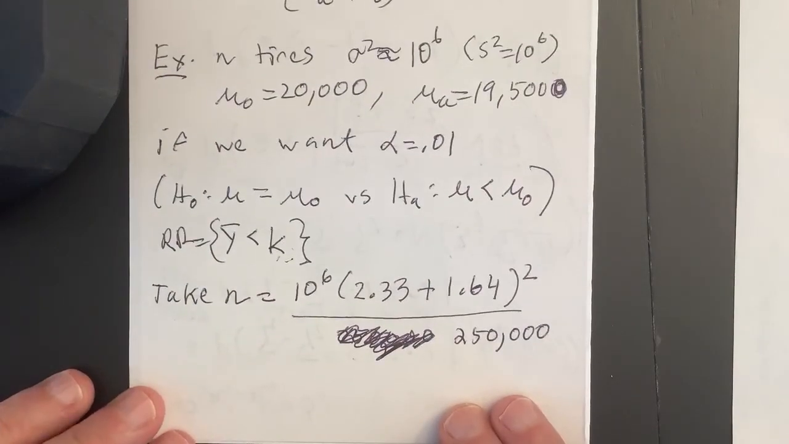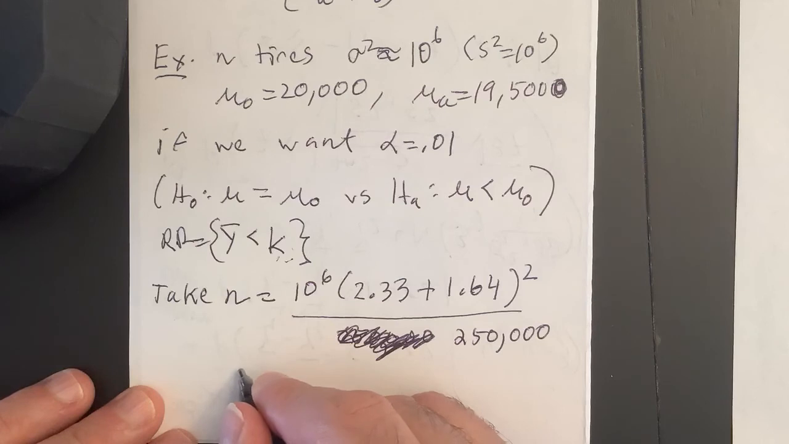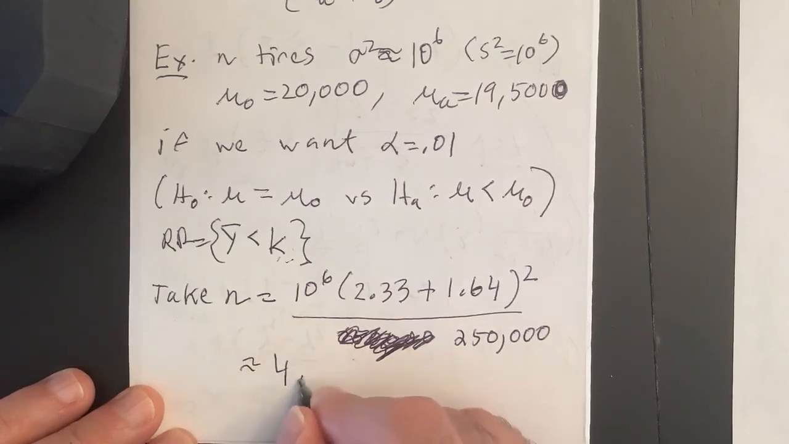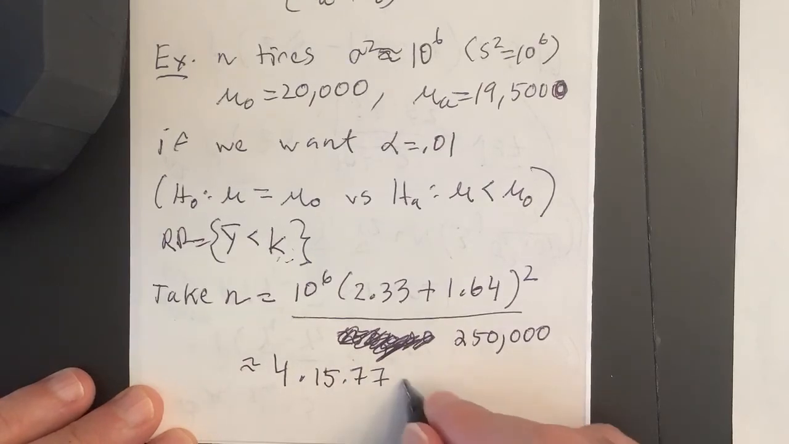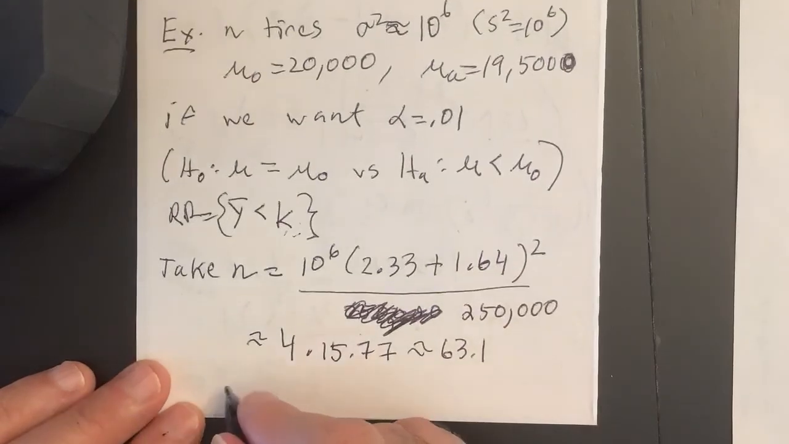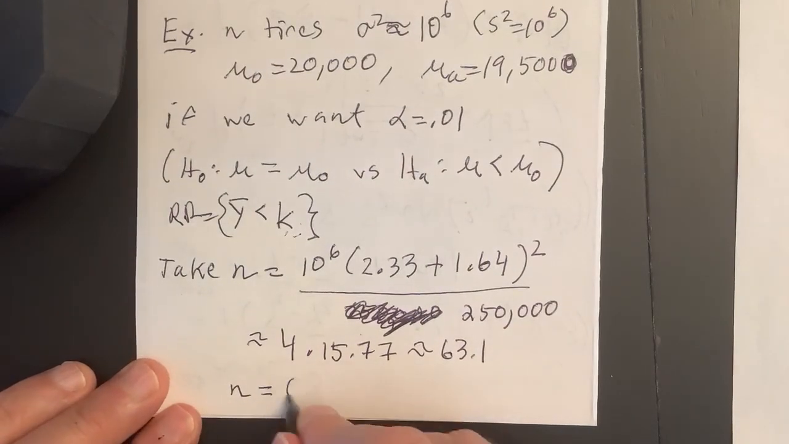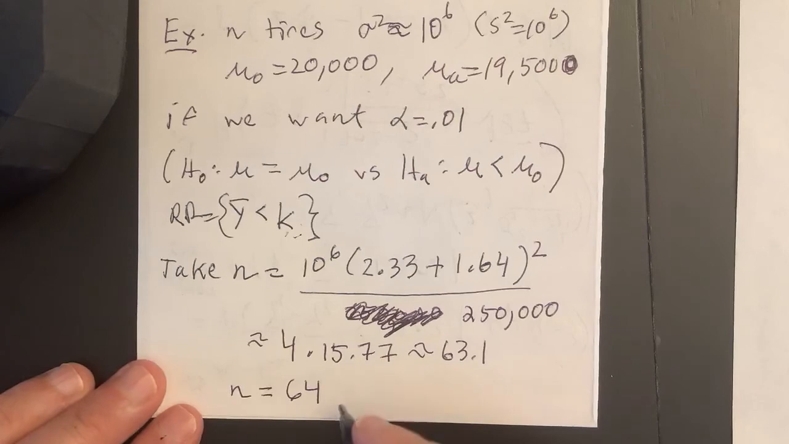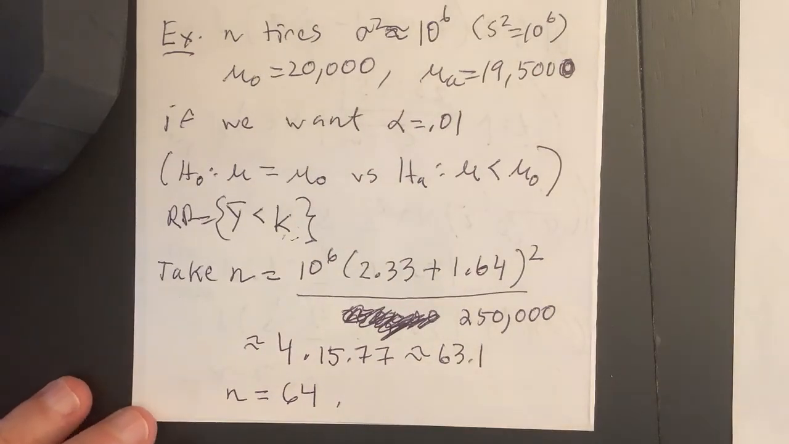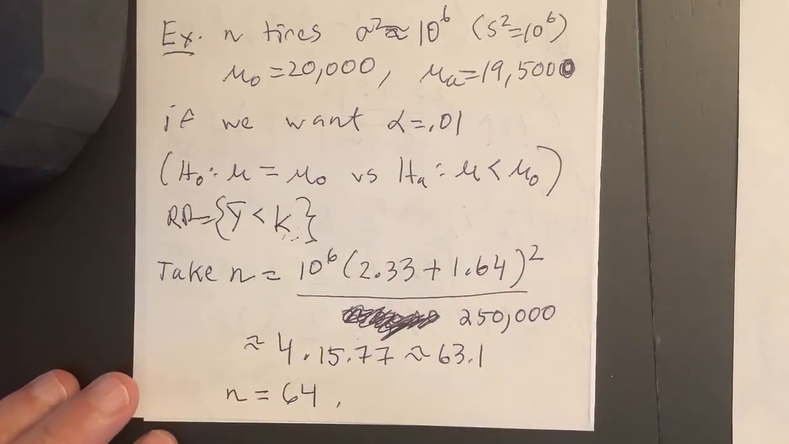So we take n equal to this. When I do this, you can see this is just 4 here. So we get about 4 times 15.77, which is about 63.1. So take n to be the next biggest integer, 64. So we had it about right. But this is a more careful way to do it, and we can do it in general.